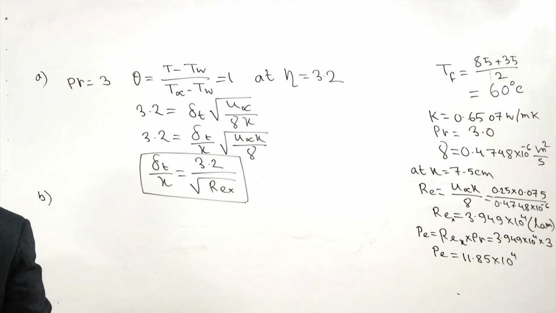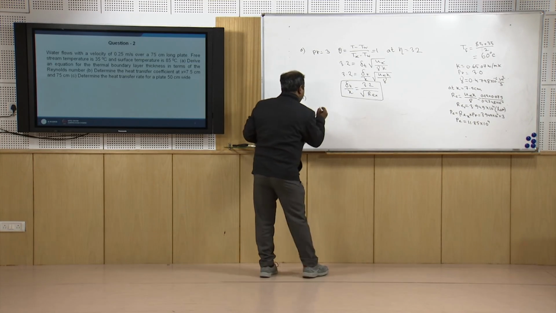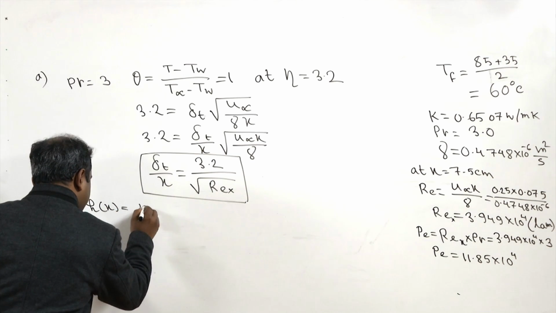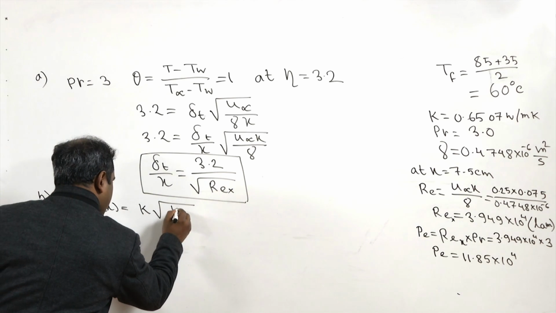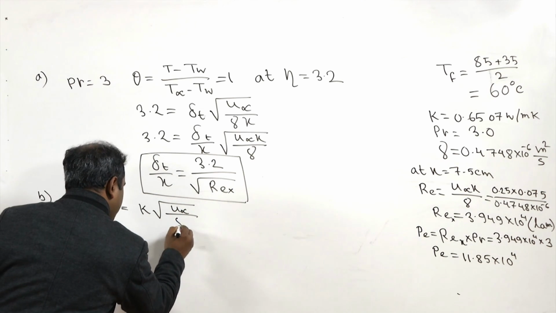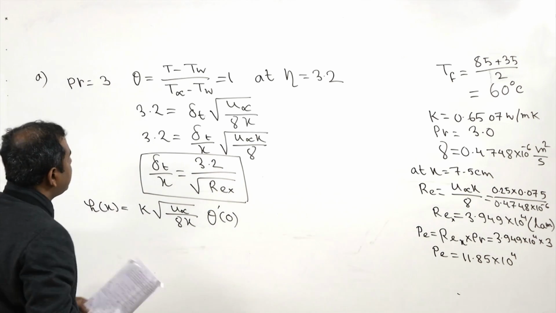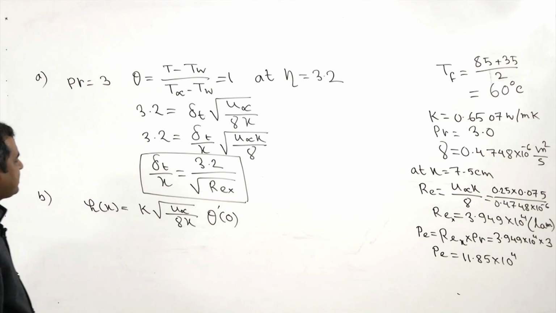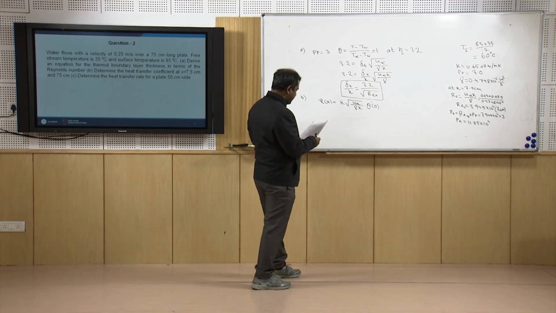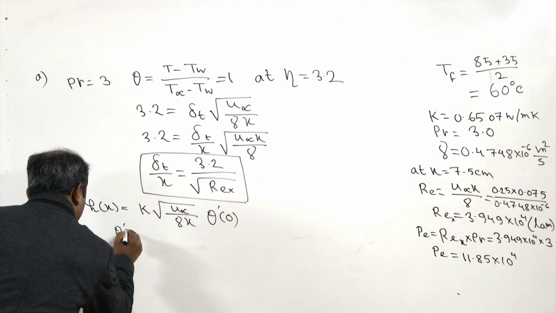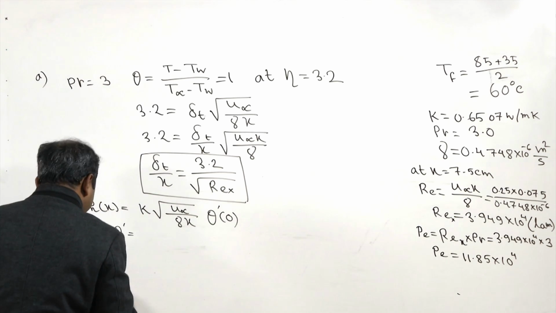We need to find out the heat transfer coefficients. So let me write down the heat transfer coefficient. Hx can be written as k into root over of u infinity by nu into x, into theta dashed 0. Theta we have already defined, and theta dashed 0 we have also derived in our lecture. So let me first find out what theta dashed is.